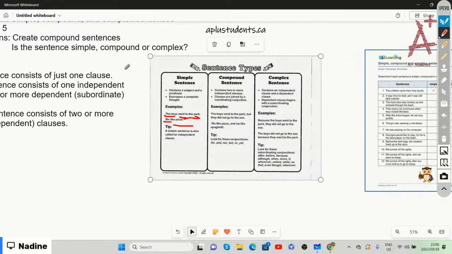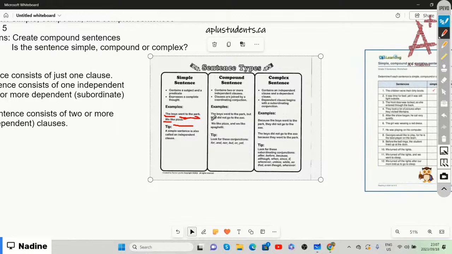And then we have a compound sentence. A compound sentence contains two or more independent clauses, and these are joined by a coordinating conjunction. So first a comma, then the coordinating conjunction. The coordinating conjunctions are and, but, or so. Those are the conjunctions that your compound sentences can be joined by. And now a few examples of compound sentences.